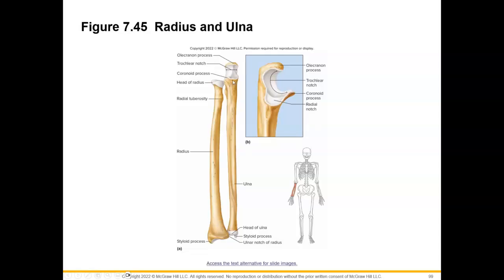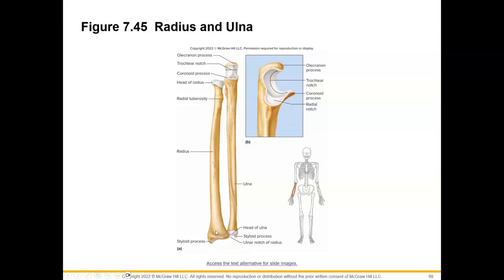Okay, and again, notice that the ulna is the bone that actually articulates with the humerus, and it articulates at the trochlear notch. The part of the humerus that articulates is called the trochlea, so that kind of makes sense. Okay, here you have the radius. The radius actually does not articulate with the humerus.